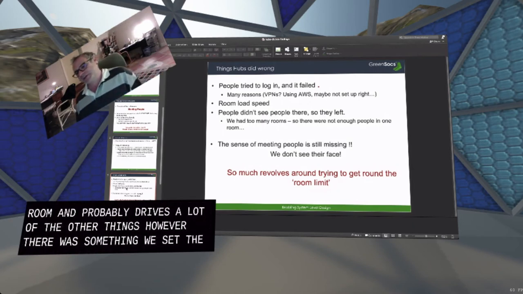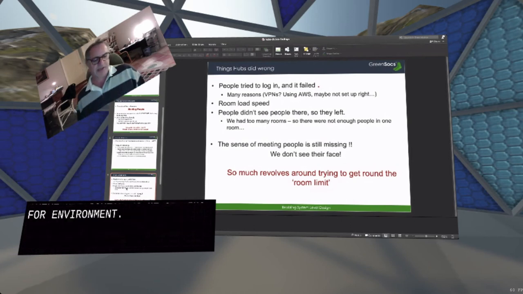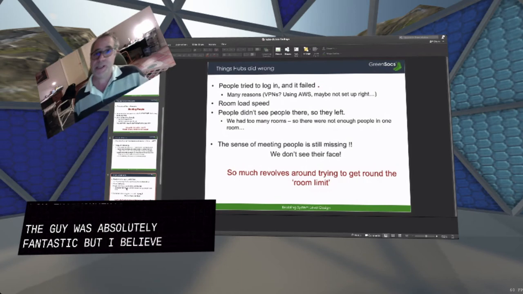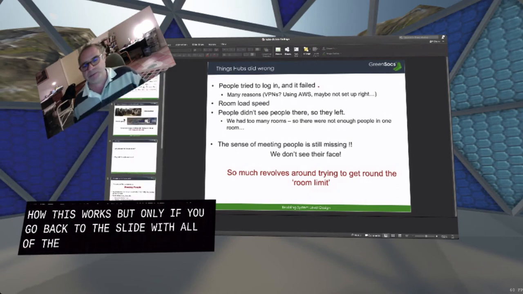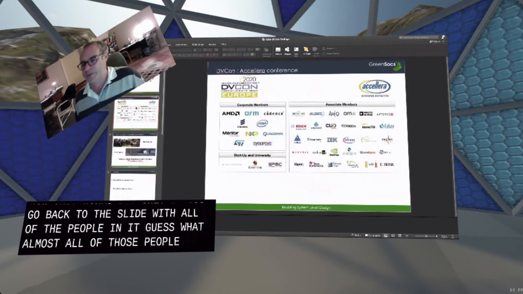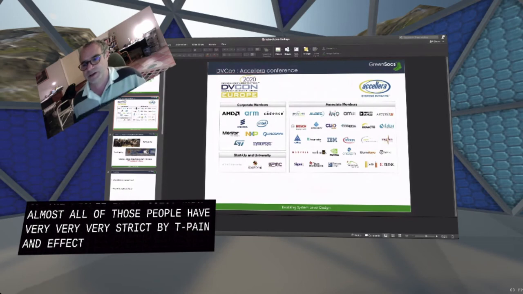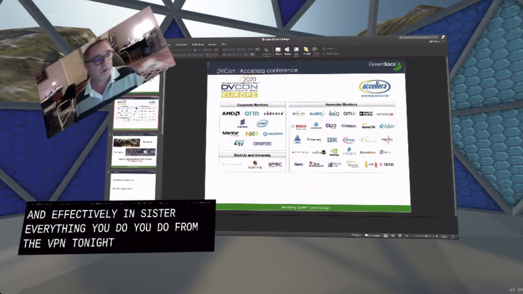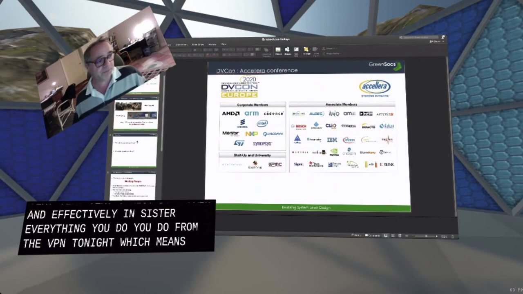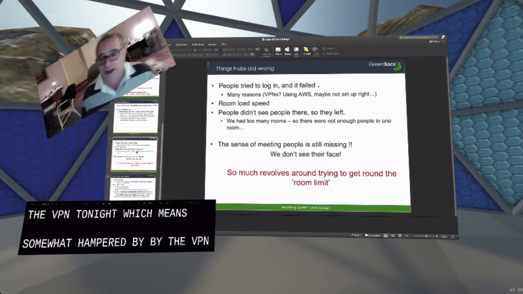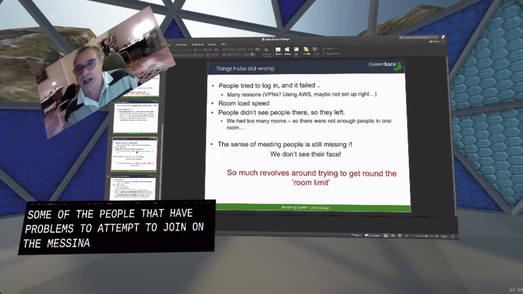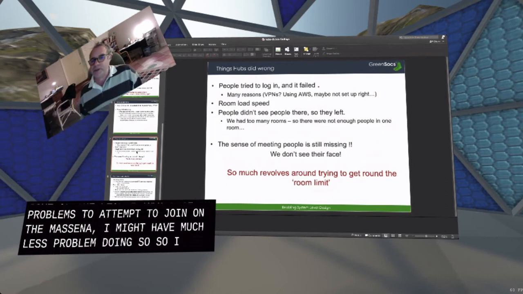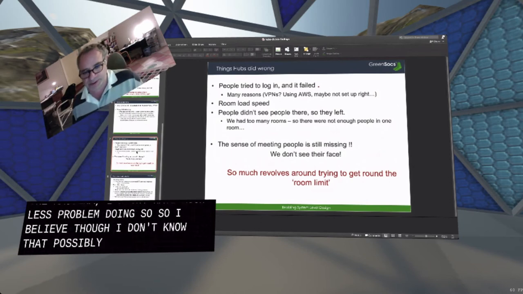However, there were some things. We set the entire environment up using AWS. We got a provider to help us do that. The guy was absolutely fantastic, but I believe there were potentially some errors made. I don't know how this works, but on the AWS setup, people had terrible problems when they had VPNs. If you go back to the slide with all of the people on it, guess what? Almost all of those people have very strict IT policies and effectively insist that everything you do is from the VPN that they provide, which means that their access to this environment was somewhat hampered by their VPNs. Now, I asked some of the people who particularly had problems to attempt to join on hubs.mozilla.com, and they had much less problem doing so. So I believe, though I don't know, that possibly this was a setup issue with our AWS environment.